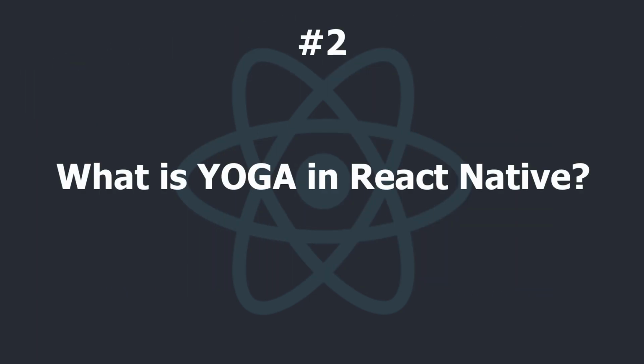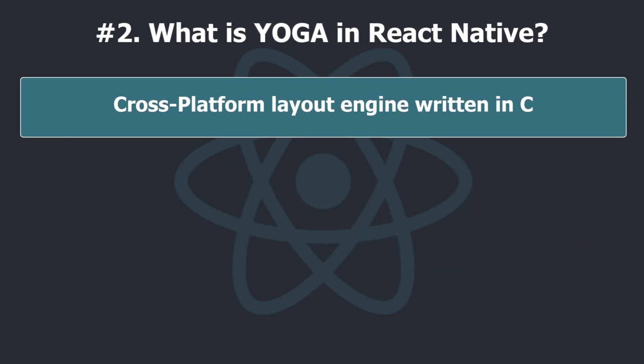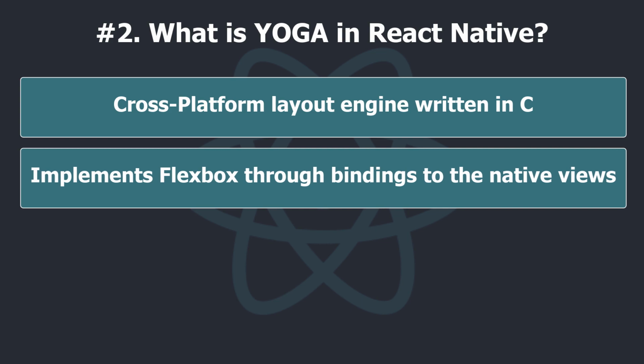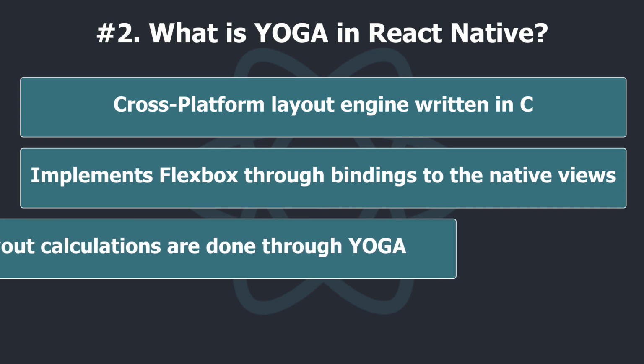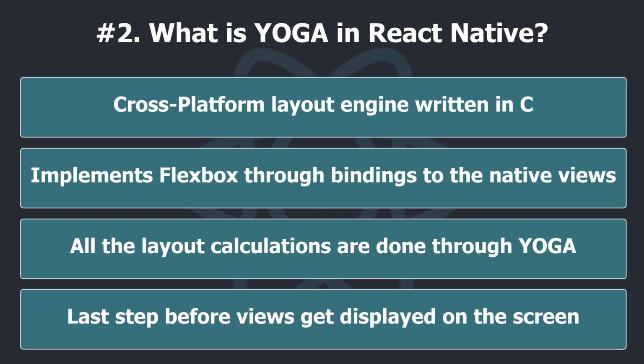What is Yoga in React Native? Yoga is a cross-platform layout engine written in C which implements Flexbox through bindings to the native views, Java Android views, or Objective-C iOS UIKit. All the layout calculations of the various views, texts, and images in React Native are done through Yoga. This is basically the last step before our views get displayed on the screen.